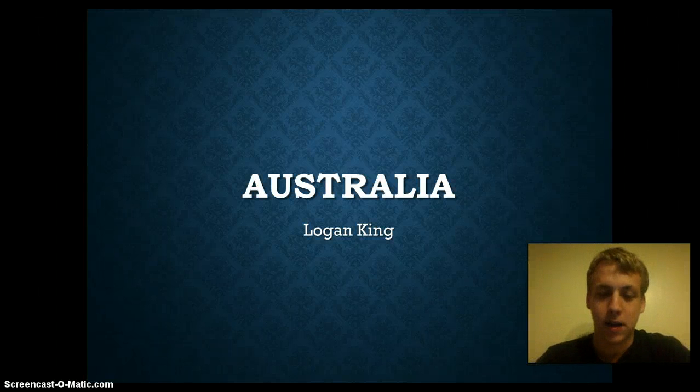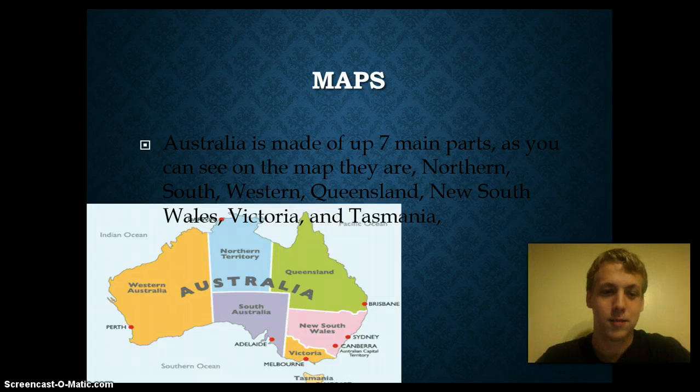My Country's Australia by Logan King. Australia is made up of 7 main parts. As you can see on the map, they are the Northern Territory, Western Australia, South Australia, Queensland, New South Wales, Victoria, and Tasmania.